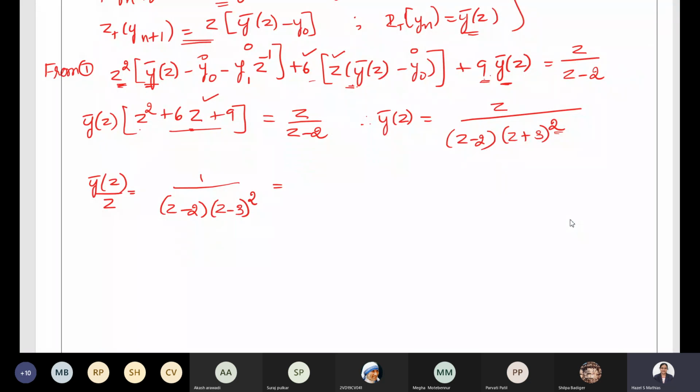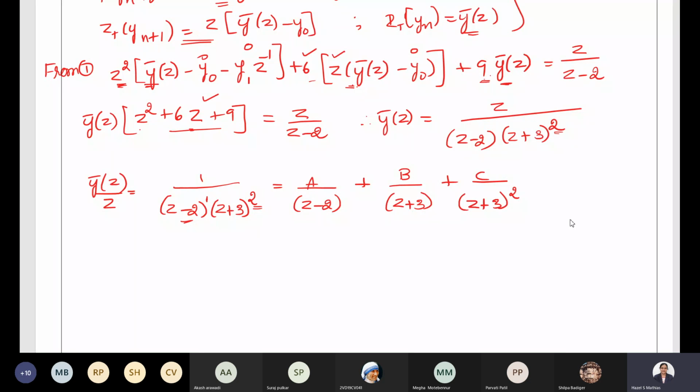Now how do you split it? You have a power of 2. So the first term is power of 1, a divided by z minus 2, plus. Now what do you do? Here you have z plus 3 the whole square. So you write it as b divided by z plus 3 plus c divided by z plus 3 the whole square. This is how you write it. Z plus 3, ma'am? Yeah, correct, z plus 3.